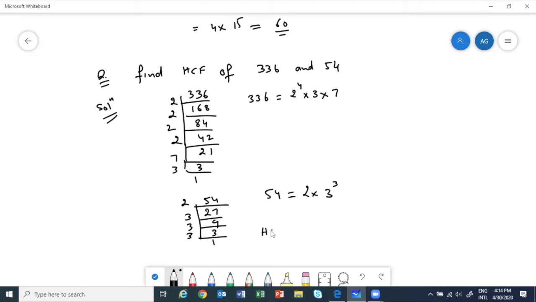For HCF, what we have to take? We have to see the common factors. 2 is common and 3 is common. Both are common, but you have to take the lowest power, the smallest power of each common prime factor. So the common prime factors are 2 and 3. What is the lower power? 2 power 1 and 3 power 1. From here, 2 power 1, and from here, 3 power 1. Clear? So if we take the smallest powers, it will give us HCF. So HCF is 6.